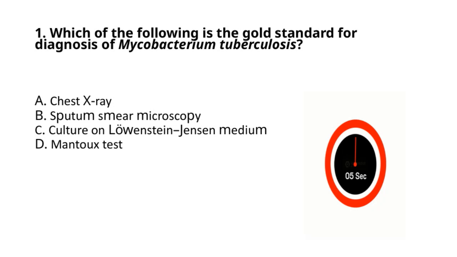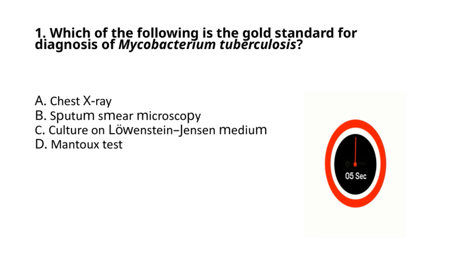Let's review the key diagnostic tools for tuberculosis. First, we have the chest X-ray, which is quite useful for detecting lung abnormalities associated with TB, but it doesn't specifically confirm the presence of the bacteria. Next is sputum smear microscopy, a quick and cost-effective method where we look for acid-fast bacilli under the microscope. It's widely used, especially in resource-limited settings, but it has limited sensitivity.